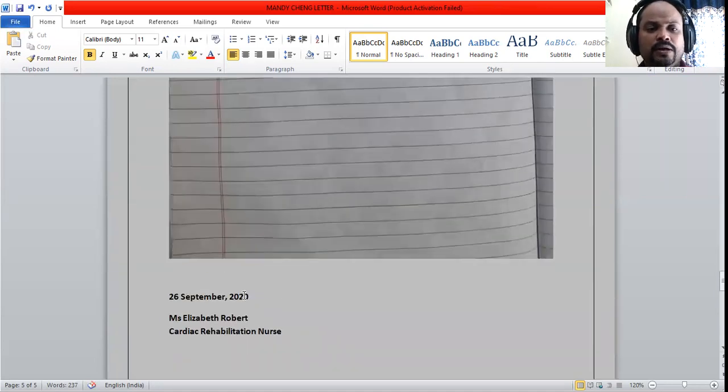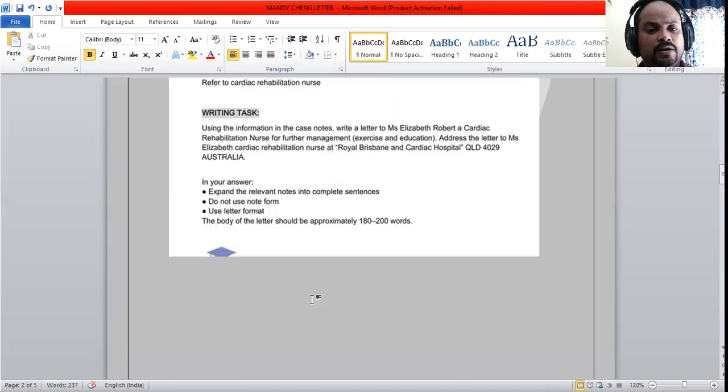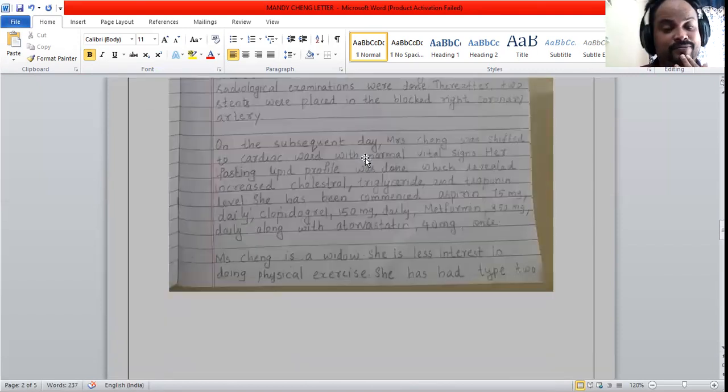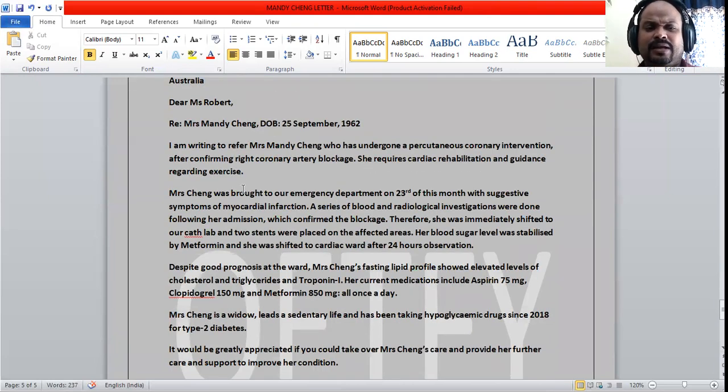Now let me see whether she has guidance regarding exercise. Yeah, exercise and education, rehabilitation, exercise. Fine, it's clear. I don't think we need to add education. The guidance is somewhat education. Rehabilitation, in the sense, we are giving some sort of education. So I think that is enough there.